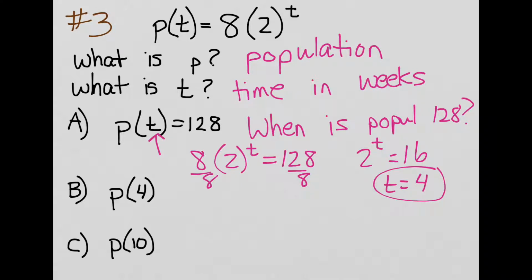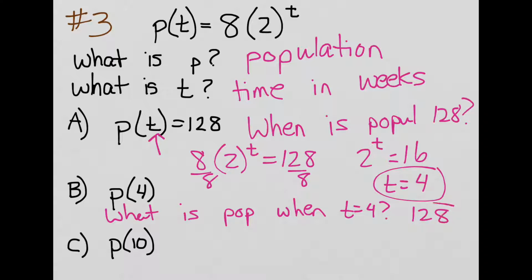Now B says find P of 4. Find the population when the time is 4. Does that sound familiar at all? We just did that. So this is saying, what is the population when time is 4? When t equals 4. We just figured that out before. It told us there would be 128 rodents on the 4th week. So then if I'm trying to find P of 10, I'm plugging in a 10 instead of t. So I'm going to go 2 to the 10th power and then multiply by 8.